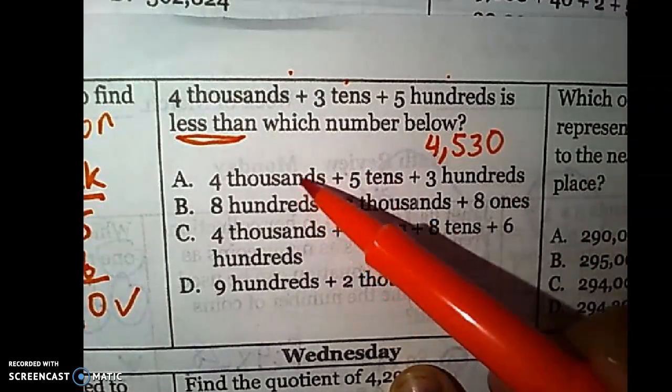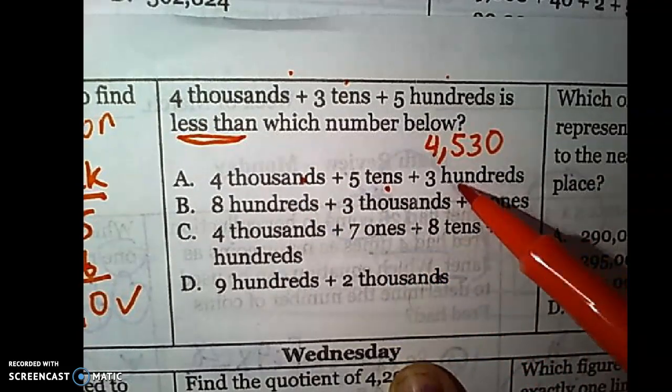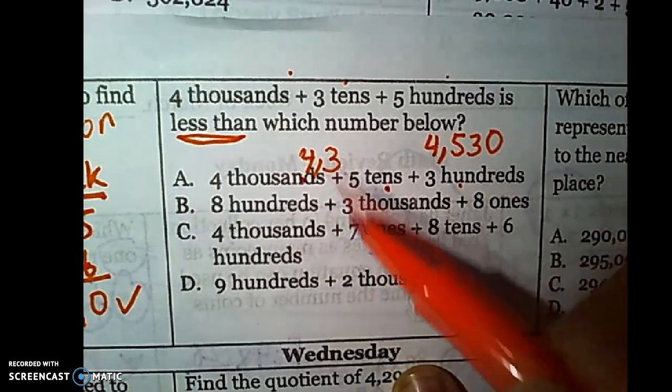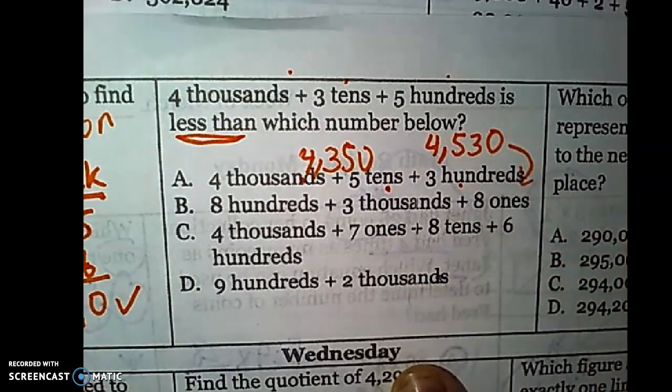So I have 4,000s here, 5 10s, and 300s, so that's going to be equal to 4,300s, 5 10s, and 0. I could already see that this is less, but let's just look through the other choices.